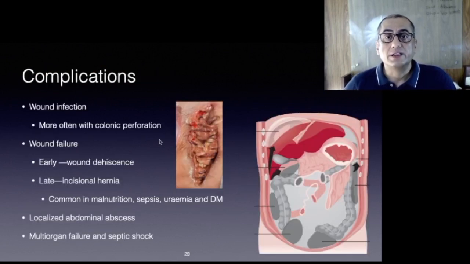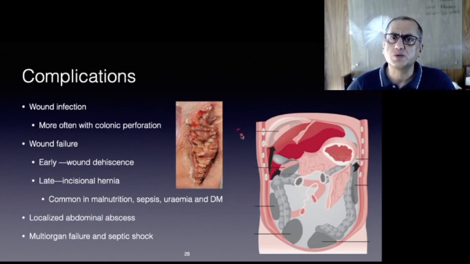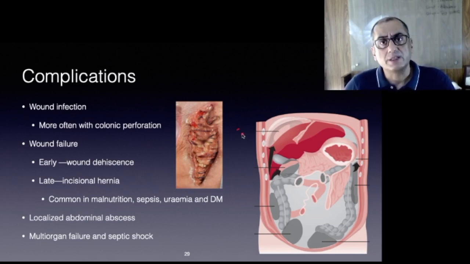Wound infection rates correlate with the bacterial load in the bowel. Hence, this complication occurs more often with colonic perforation, for example, perforated diverticulitis or appendicitis. The judicious use of prophylactic antibiotics has been demonstrated to reduce the incidence of wound infection in contaminated and potentially contaminated wounds. Here we see a case of wound failure, and we can see the proline that's been used.